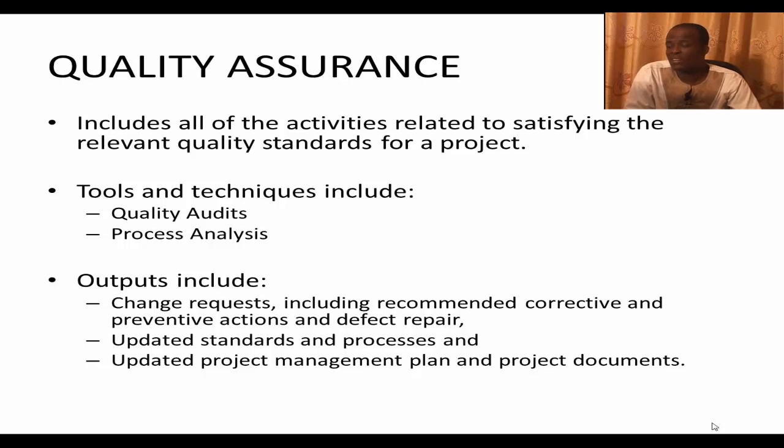okay, including recommended corrective and preventative actions and defect repair. So that at the end of the quality assurance process, there could be a change request because some things did not go right, and so it may be recommended that a corrective action be taken, or you may also have a preventative action that needs to be taken so that the quality aspect of the project is on track, and also it's possible that it's a defect repair that, as a result of the quality assurance, needs to be fixed.